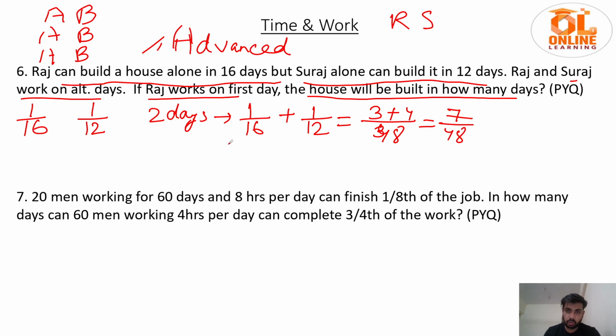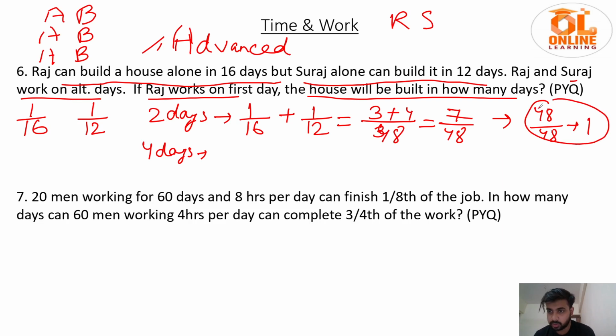They've asked in how many days the house will be built if Raj works on the first day. So see, the 4 days work will be how much? The complete work is 48 by 48, that is 1. 2 days work is 7 by 48. Then see, 5 days work will be how much? 35 by 48, isn't it?